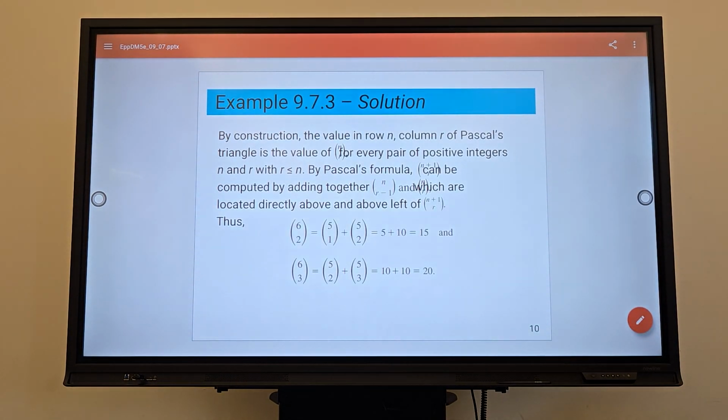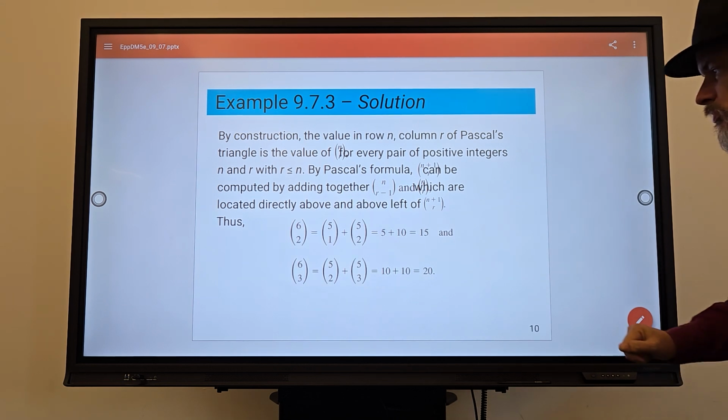So 6 choose 2 is equal to 5 choose 1 plus 5 choose 2, which is 15. 6 choose 3 is 5 choose 2 plus 5 choose 3, or 20.